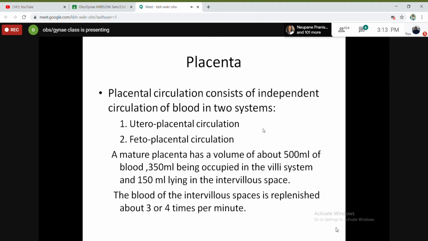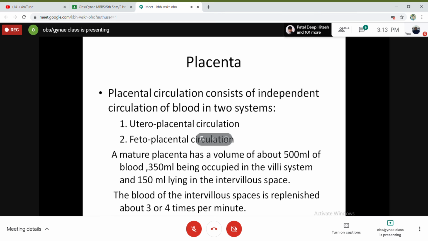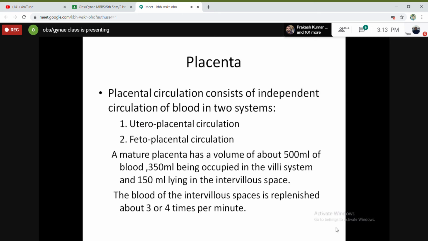So the placenta has two systems of circulation: uteroplacental circulation and fetoplacental circulation. A mature placenta has a blood volume of around 500 ml, with 350 ml occupied in the villous system and 150 ml lying in the intervillous space. And the blood of the intervillous space is replenished about 3 to 4 times per minute.